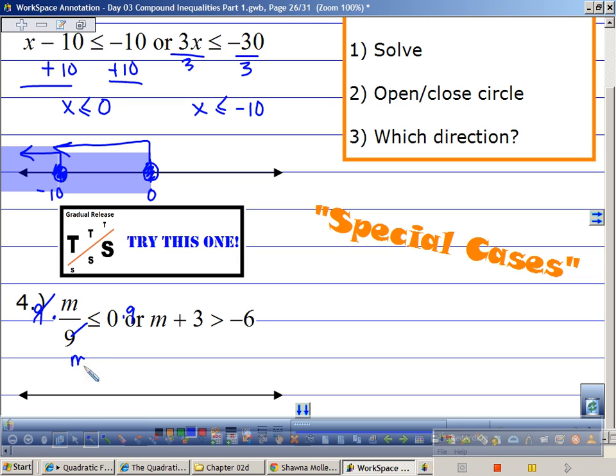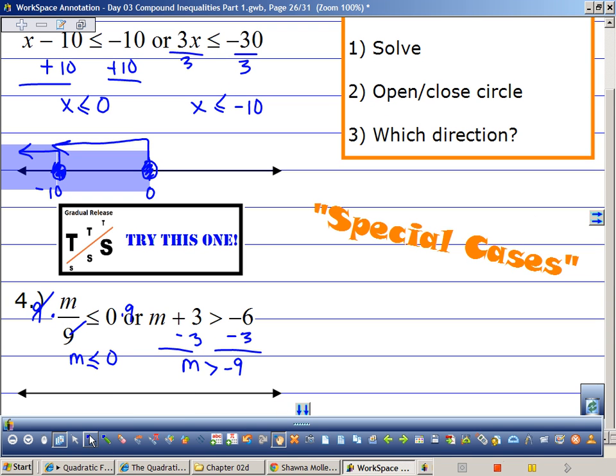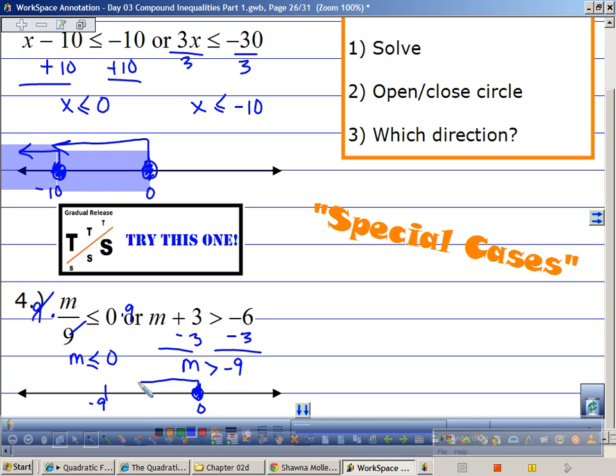All right, I'm going to multiply both sides by 9. Then I get m is less than or equal to 0. Subtract both sides by 3. And I get m is greater than negative 9. Let's see what happens with this one. Here's 0. Here's negative 9. M is less than or equal to 0. M is greater than negative 9.